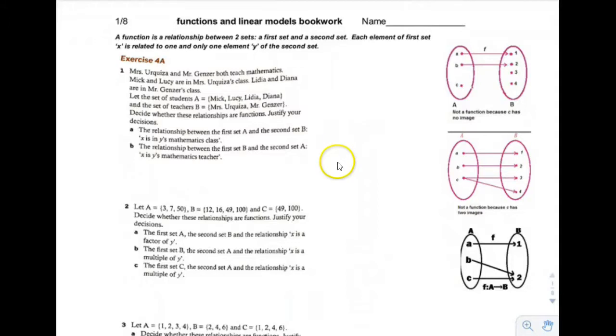Functions and linear models, page 1. A function is a relationship between two sets, a first set and a second set. Each element of the first set, x, is related to one and only one element, y, of the second set. Sometimes we call the x value the input and the y value the output. So basically, each input goes to one output.